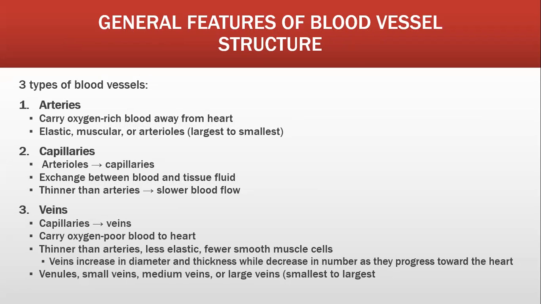And we have the veins, and so they carry oxygen-poor blood to the heart, thinner than the arteries and less elastic, and have fewer smooth muscles. Veins increase in diameter and thickness while decreasing in number as they progress toward the heart. So the venules, small veins, medium veins, or the large veins are the examples of veins.